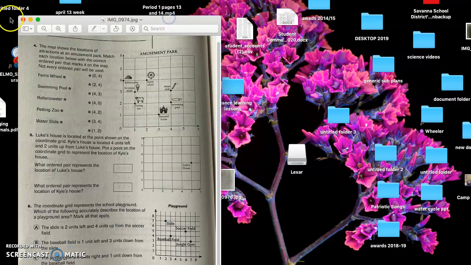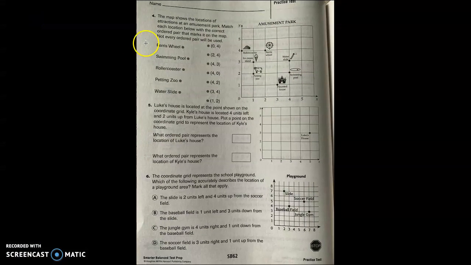Okay, question number 4. Same thing here. What is the ordered pair for each of these locations? So for example, Ferris wheel. I go to the Ferris wheel, I trace down to the X, I write 2. I trace over to the Y, I get 4. So you're going to match up Ferris wheel to 2, 4. And you're going to do that for each location.